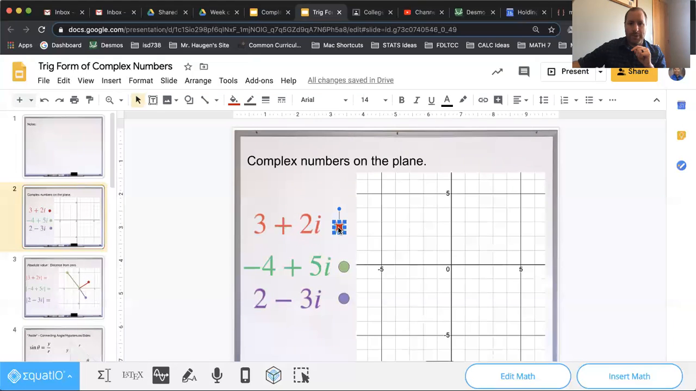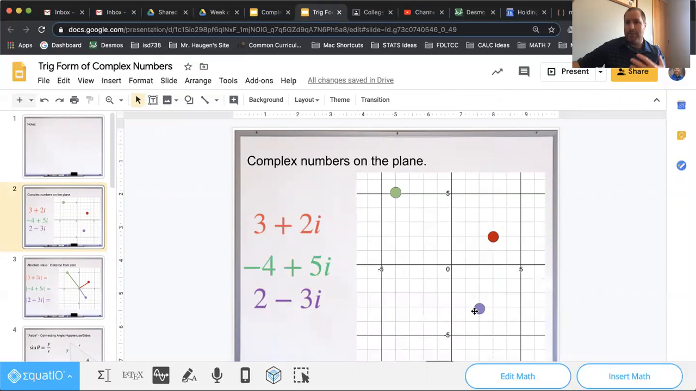So to get that spot here, I'm just going to put this red dot. We'd go over 3 and then up 2, right? 3 on the real axis, 2 on what's called the imaginary axis. And that's where that number is located. Where the number -4 plus 5i is located, we'd back up 1, 2, 3, 4, and then we go up 5. There's -4 plus 5i. That's where that one is. And then same thing here. 2 minus 3i would be located down in this area, right? That's where that one would be.